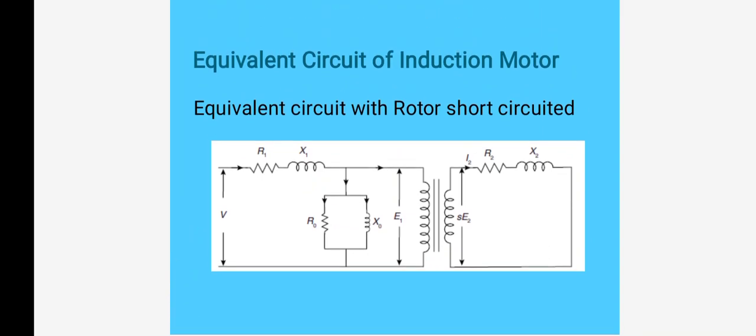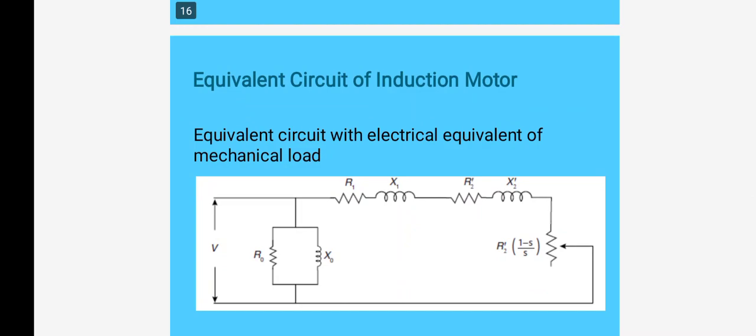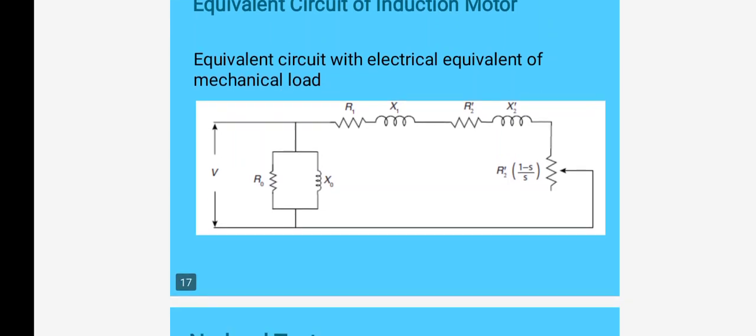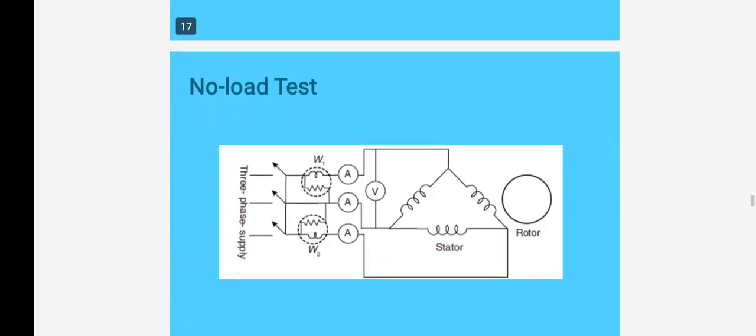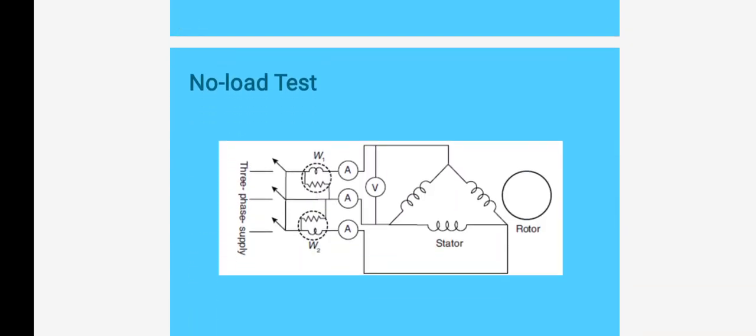Equivalent circuit of the induction motor. Then the equivalent circuit of the induction motor and mechanical load. If the load is connected, this is the equivalent circuit of the motor connected with the mechanical load. Then this is the circuit of the no load test, where the rotor is totally free.